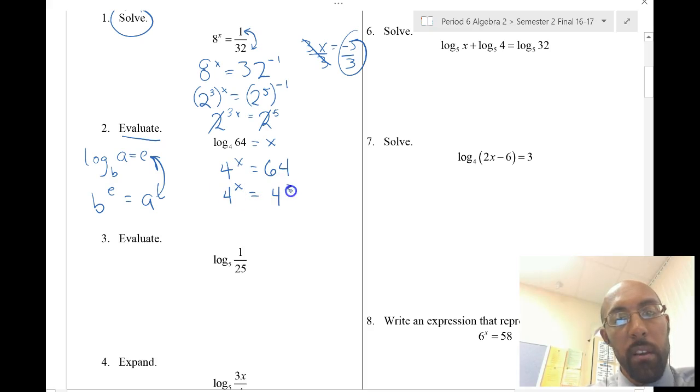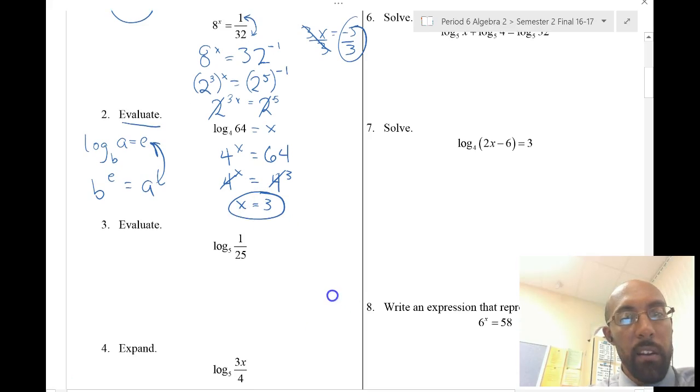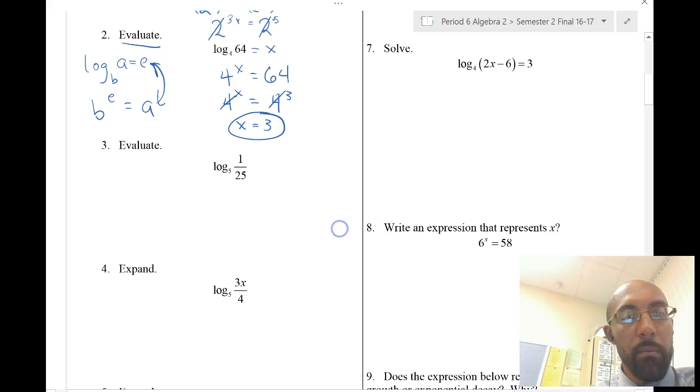So, I would have to multiply 4 three times to get 64. Now I have the same base, so cancel them out. x equals 3. Okay. Now again on the next one, evaluate.